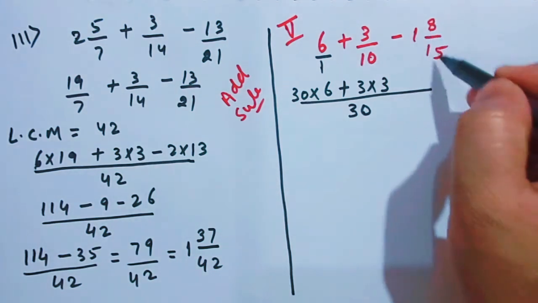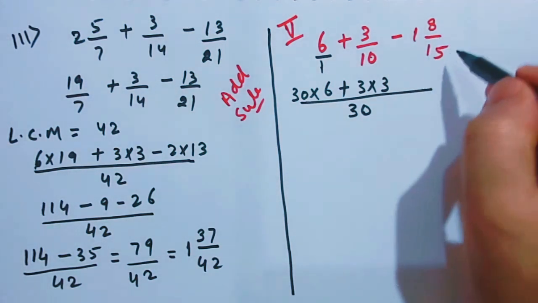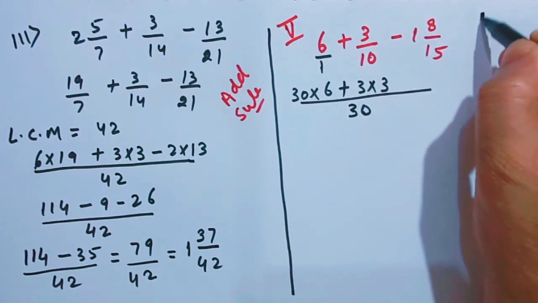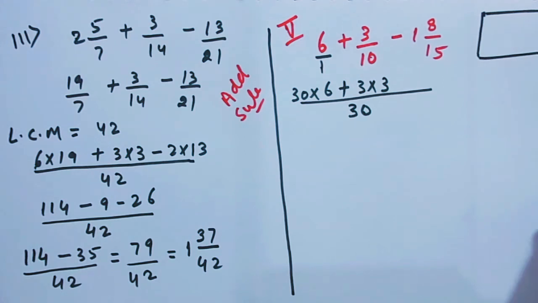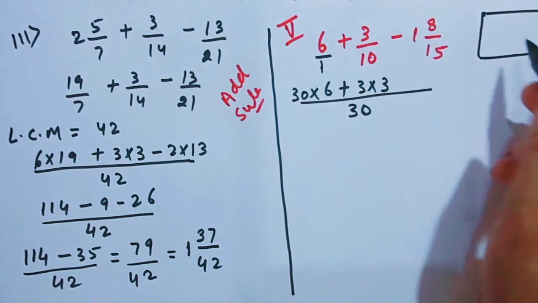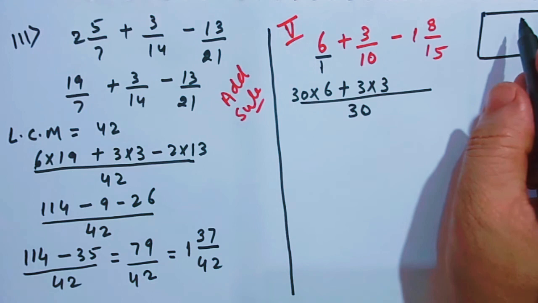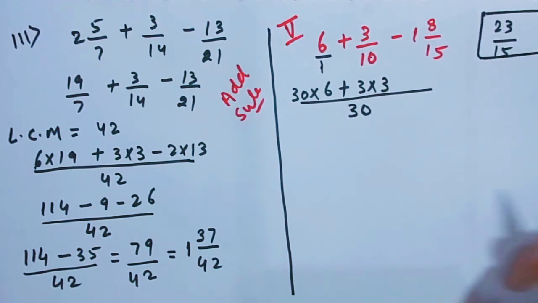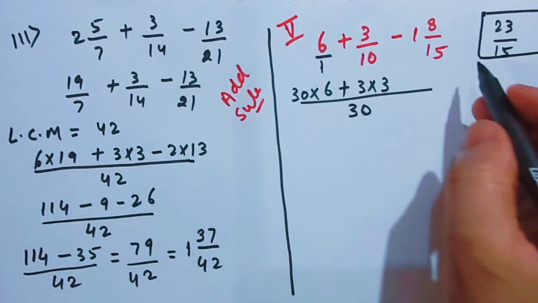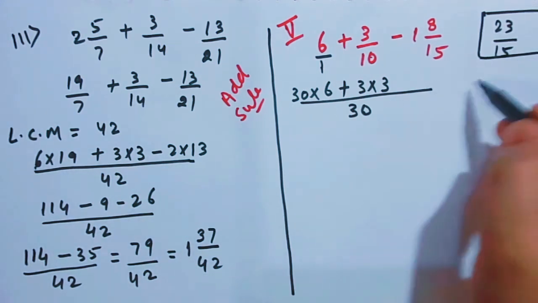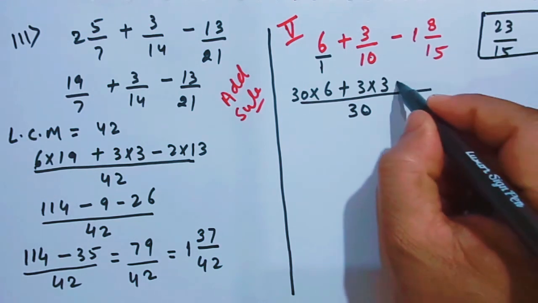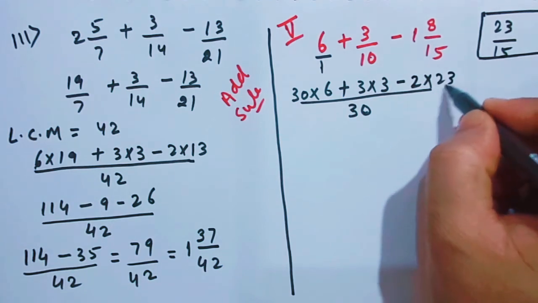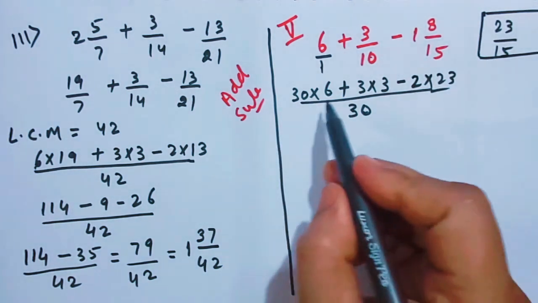And this 1/8/15, what happened here? 1/8/15. It's better. I have skipped one step. So 1/8/15 is equal to how much? 15 and 8 is 23. 23/15. No problem, son, we make mistakes, forgive us. Okay, just joking. 30 divided by 15 is equal to 2. So 2 times 23. Come on.